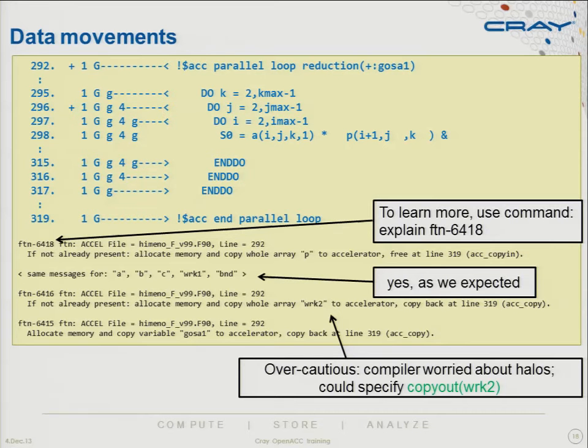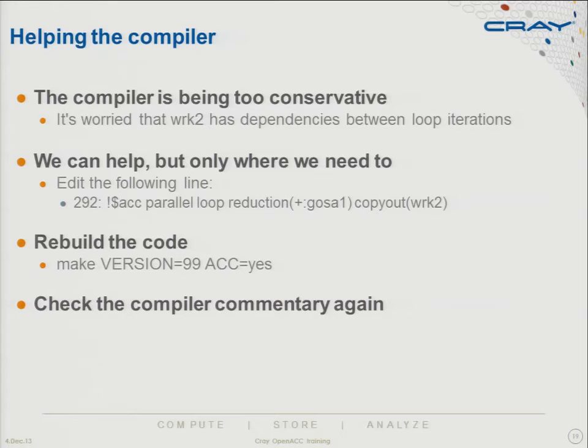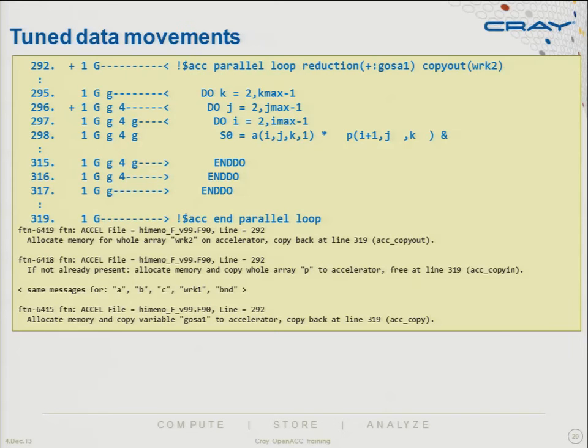It's getting cautious. Why is it getting cautious? It's worried about the halo values, 1 and Imax, the halos of this work array. It's worried there's a recurrence in the iteration loop. It's being overcautious. So what you can do is step in and say, well, actually, you've done that bit wrong. So I'll put an explicit message in for that array. But for the other ones, I won't worry. If you recompile that, what you see now is that it tells you it's using copy out for this array.